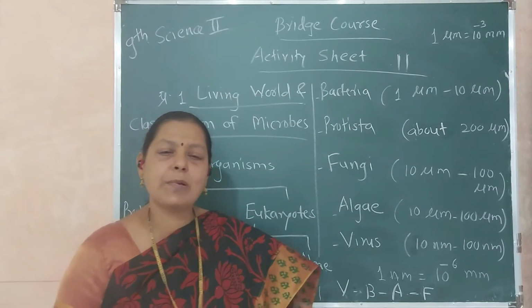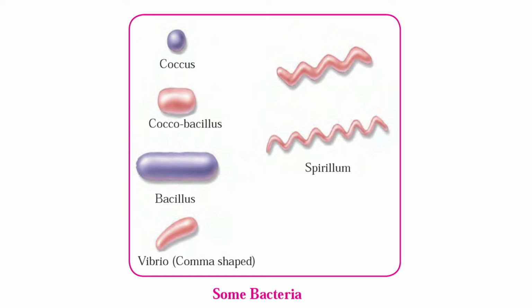Now we are going to explain the diagram. If you observe the diagram, bacteria is unicellular. Whole body is a single cell. It is prokaryotic, means no distinct nucleus or cell organelles. If you observe the diagram, bacteria are of different shapes, such as coccus, coccobacillus, bacillus, vibrio, which is comma shaped, or spirillum, which is spiral shaped. So these are the different shapes of the bacteria.